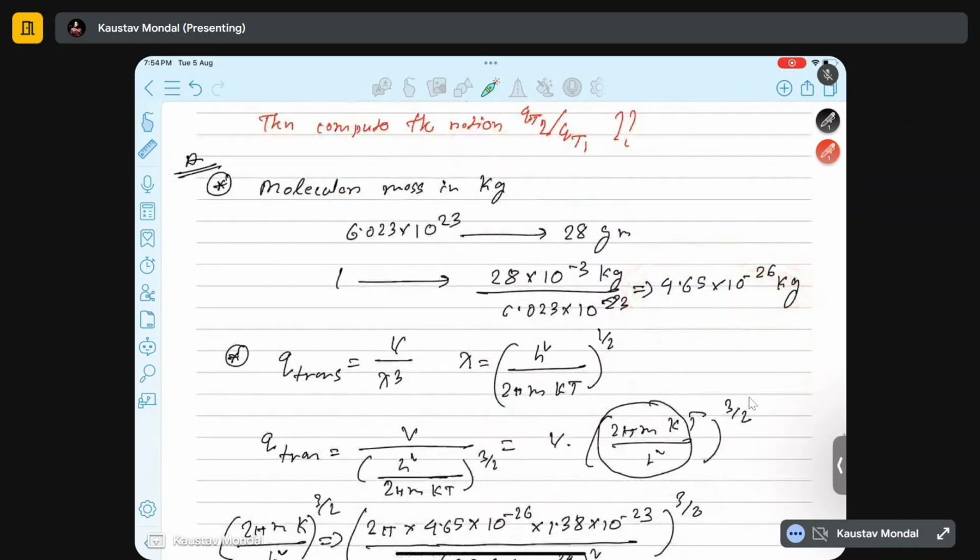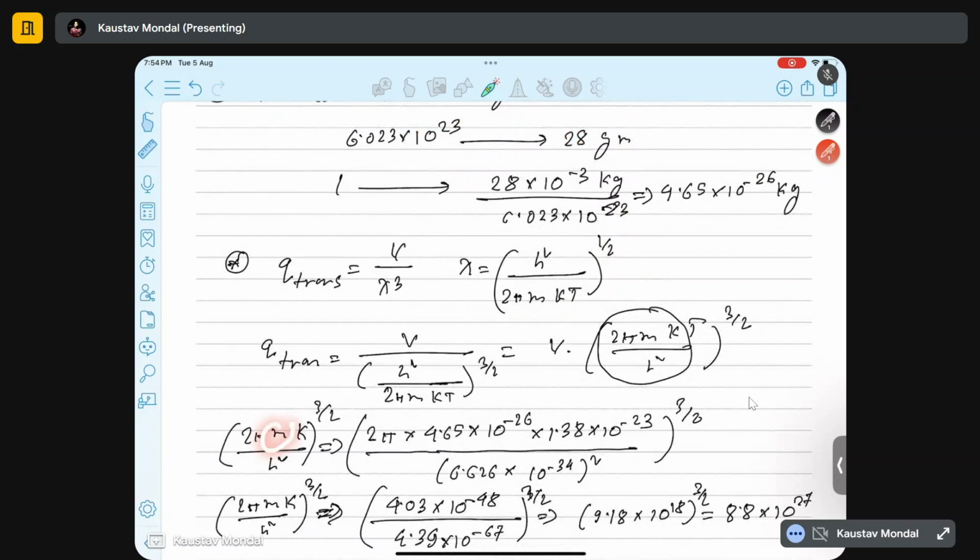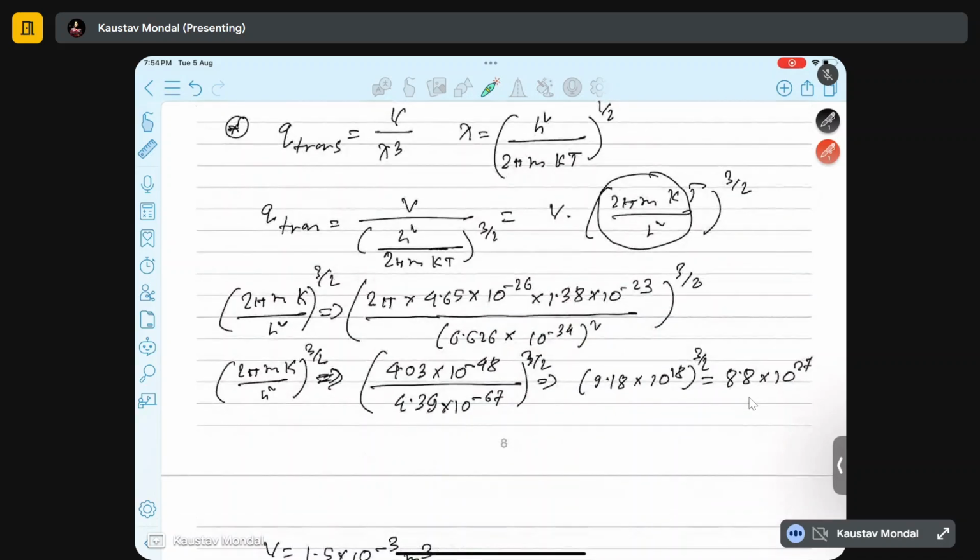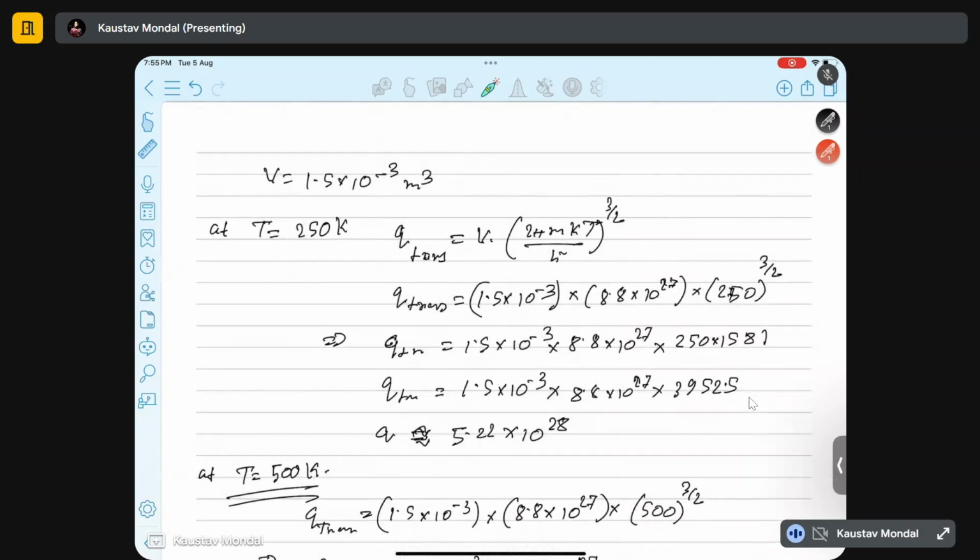Now we already know the expression of the Q trans, that is the translational partition function. There we need the mass that we have calculated, in kg. Next is the k. k is the Boltzmann constant. You already know the value of the Boltzmann constant. You already know the value of Planck's constant. So you substitute all these things, and in order to calculate this quantity, which is known as the thermal wavelength, you also need a temperature, but this temperature is varying, so we kept the temperature as it is. So this was the expression of the Q.